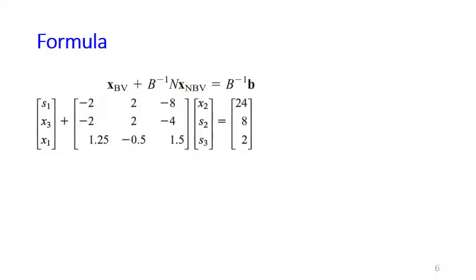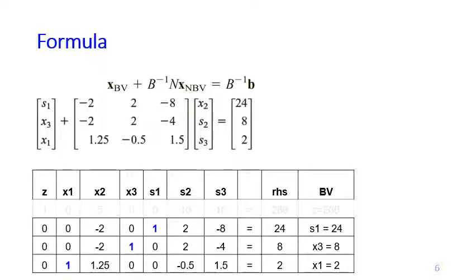Okay, so here's the result from our previous slide. And then let's compare this with our optimal table. I cover the row 0 part because we're just talking about the constraints. You can see that this is exactly the same. So the first row says 1 times S1 minus 2 times X2 plus 2 times S2 minus 8 times S3 equals 24. Okay, so that's how you're going to read this first row.